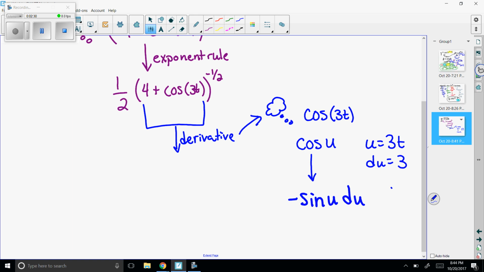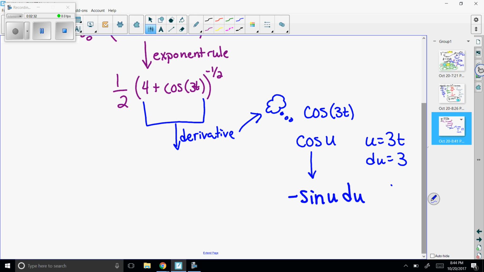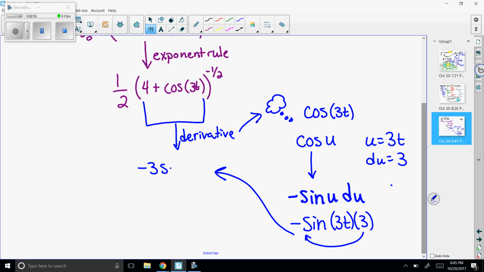So now if I replace that with their equivalent values, it's negative sine u, where u happens to be 3t, and du is a value of 3. So we're going to move that 3 out in front when I come over here. Now I'm going to bring up what the derivative of that is. The derivative of 4, again, was a constant. The derivative of cosine of 3t happens to be -3 sine of 3t.